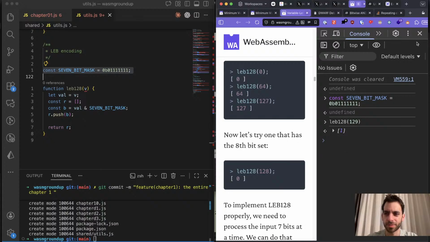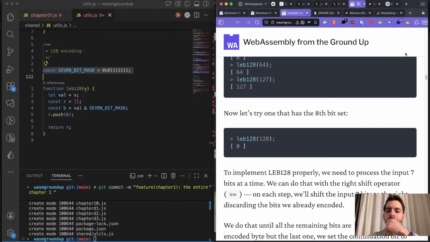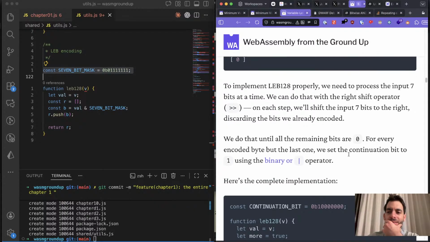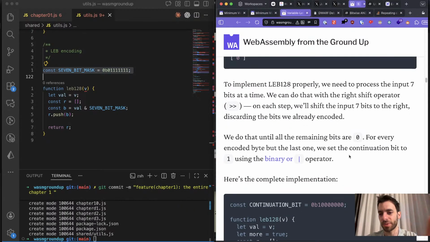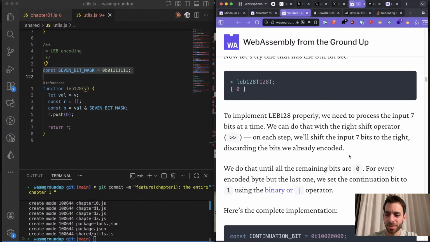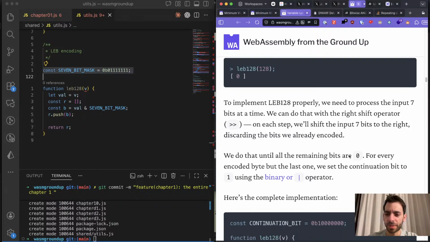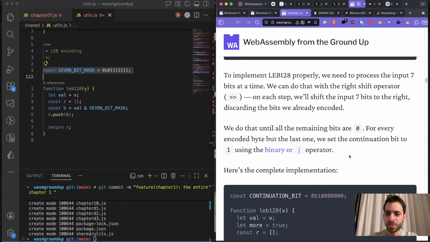So every time we want, this is awesome. It's really cool. To implement LEB 128, we need to process the input 7 bits at a time. We can do that with the right shift operator. On each step, we'll shift the input 7 bits to the right, discarding the bits that we already encoded. We do that until all the remaining bits are 0. For every encoded byte, while the last one, we set the continuation bit using 1.